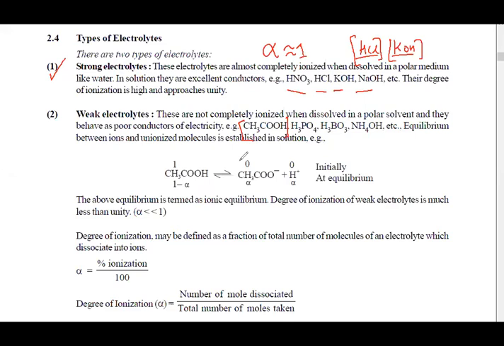How do we know that? Someone has done the experiment, someone has already told us, someone saw that this is not dissociating as fast as HCl, that's why it is a weak electrolyte. Everyone, got it? Just raise your hand if you got this.